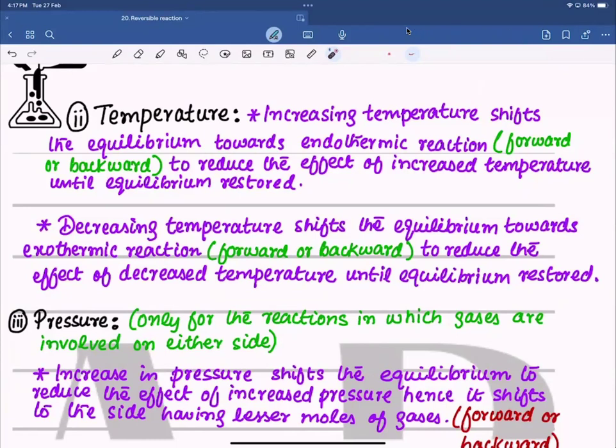Sir, I have a question: only when the forward reaction is endothermic, and we are increasing the temperature, then only the equilibrium will shift towards the right. Am I right? Yes, because when the forward reaction is endothermic, whenever we increase the temperature, the equilibrium always shifts to the right. And if the backward reaction is endothermic, whenever we increase the temperature, equilibrium always shifts to the left. Okay, sir. Thank you.